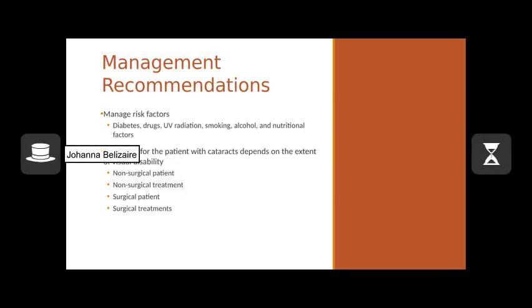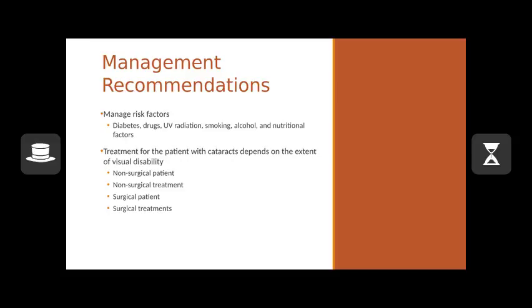Diabetes, certain drugs like promethazine and other phenothiazines such as chlorpromazine, as well as corticosteroids, have been associated with cataract formation. UV radiation, smoking, alcohol, and nutritional factors such as not taking enough antioxidants such as vitamin C, vitamin E, and carotenoids can place you at an increased risk of cataract formation.